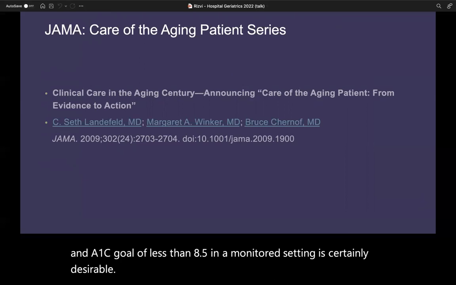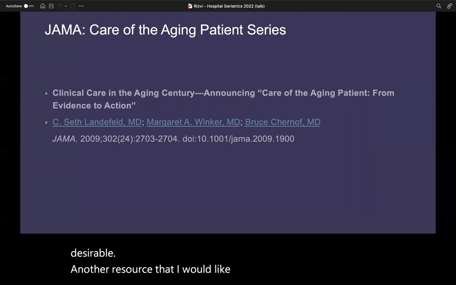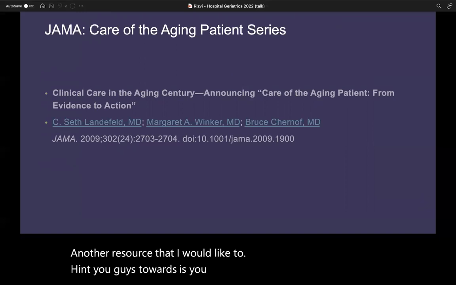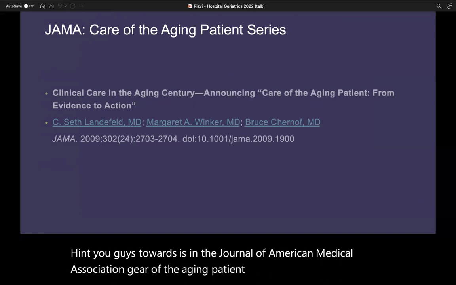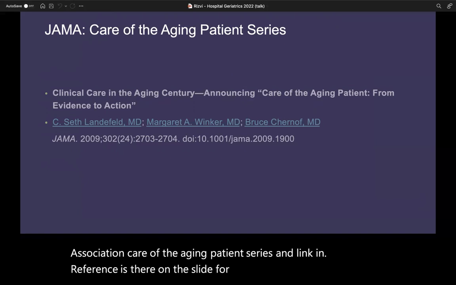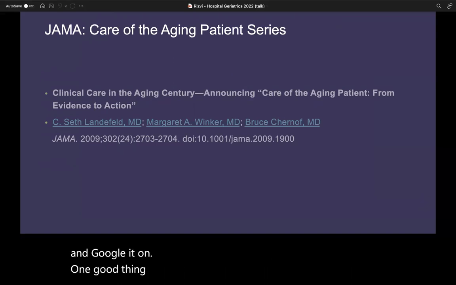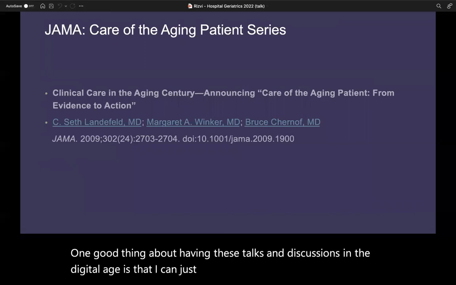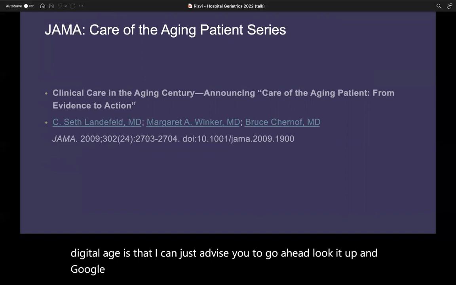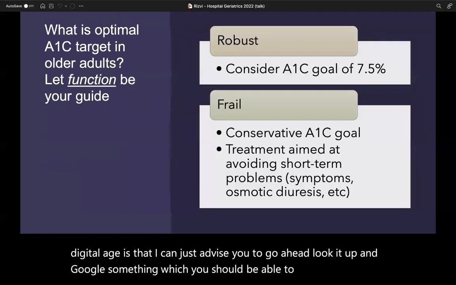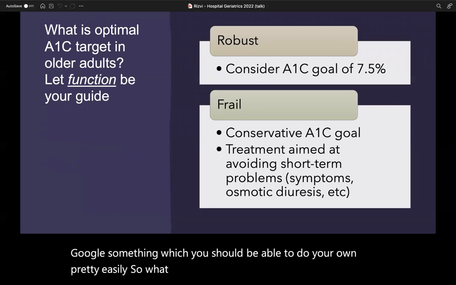Another resource that I would like to point you towards is the Journal of the American Medical Association, Care of the Aging Patient series, and the link and reference is there on the slide for you to copy and Google on the web. One good thing about having these talks in the digital age is that I can just advise you to go ahead and look it up, which you should be able to do on your own pretty easily. So what is the optimal A1C target in the older adult?